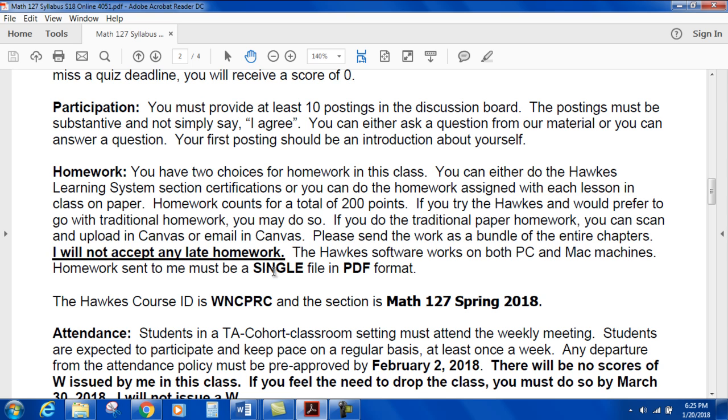If you try the Hawkes work and prefer to go to the traditional work, you may do so. If you do the traditional paperwork, you can scan and upload in Canvas or email it in Canvas. I don't want a bunch of JPEGs. I don't want to have to look up 50 different individual papers. I prefer a single file, so you can scan it all as a single file. A PDF file is the best because it doesn't take up too much memory.